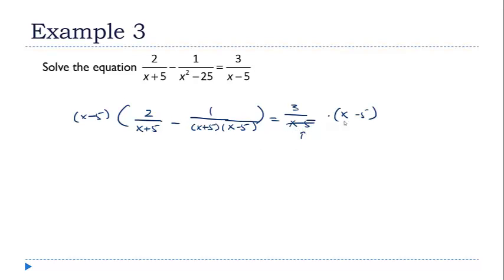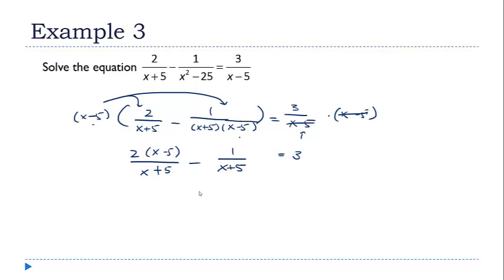On the right-hand side, these cancel, and the right-hand side just equals 3. And on the left-hand side, when I distribute it to this first term, nothing cancels, and this becomes just 2(x minus 5) over x plus 5. Then when I multiply it by the second term here, now they do cancel. The x minus 5 here and the x minus 5 here cancel, and I'm left with 1 over x plus 5. Okay, so now we're making some progress.